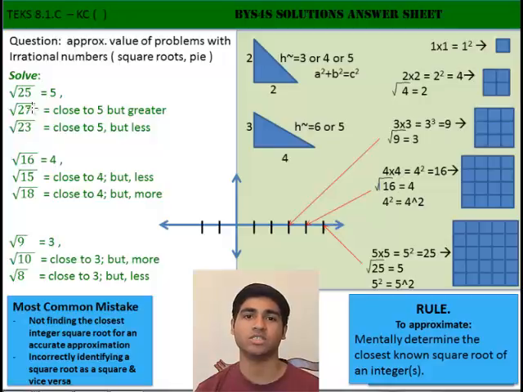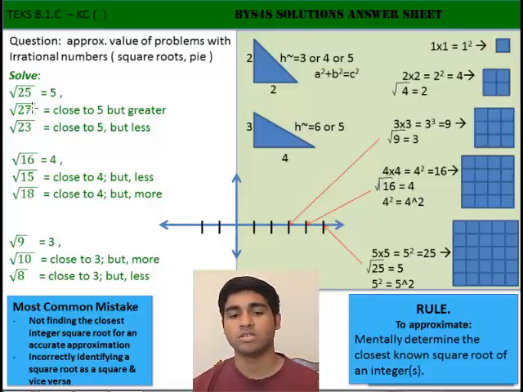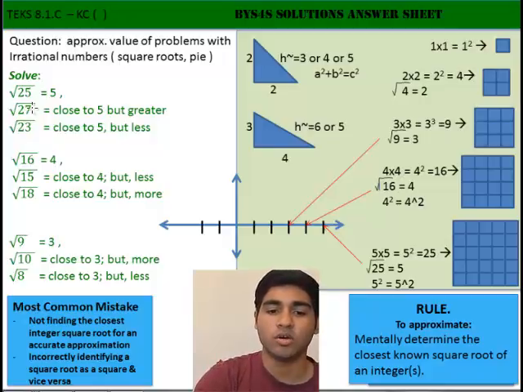I'm an aerospace engineering student, and today I want to talk about how to approximate values of problems with irrational numbers, such as square root and pi. So first off, we know that the square root of 25 is 5.